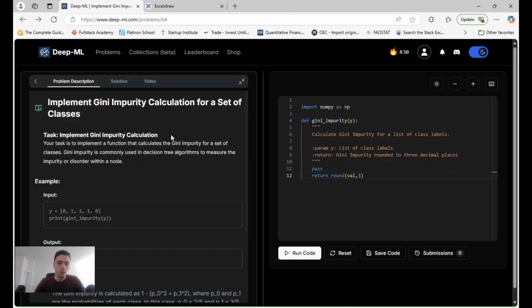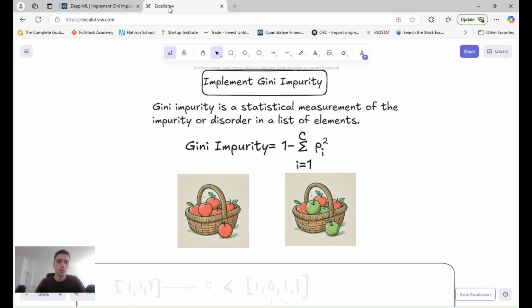Gini impurity is a very crucial element in decision trees. So it's a very useful thing to understand. This way you can understand decision trees and eventually random forests. So Gini impurity is a measurement of disorder. It just measures how much disorder is in a list of classes.